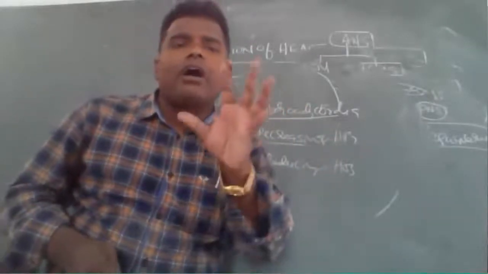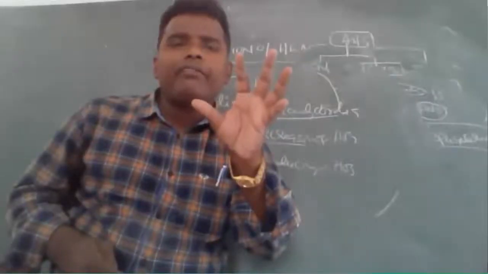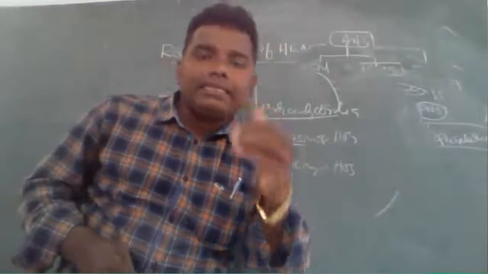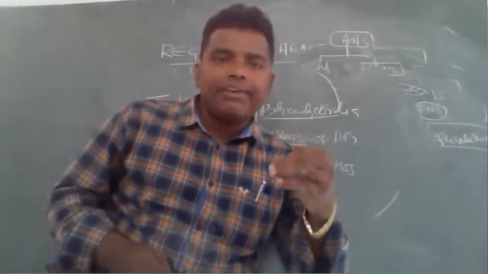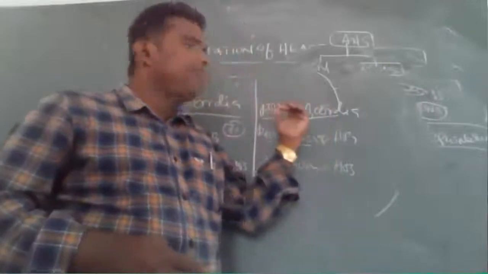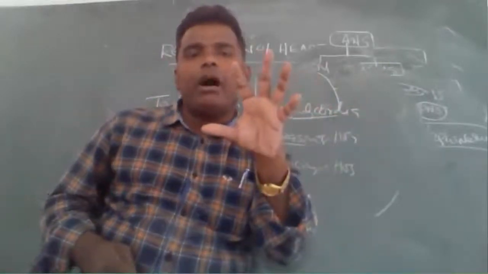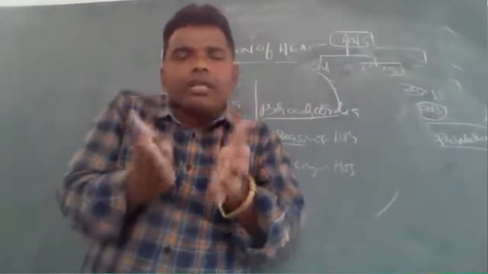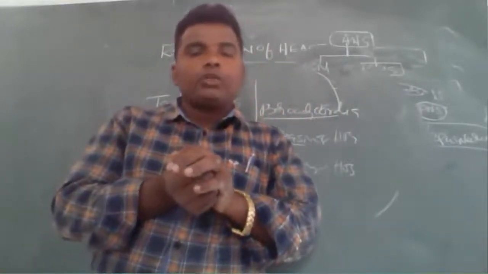And bradycardia is when the heart is beating very slowly, like less than 72, 65, 60, 50, 40. This is called what? Bradycardia. The heartbeat should be very slow. That is important.